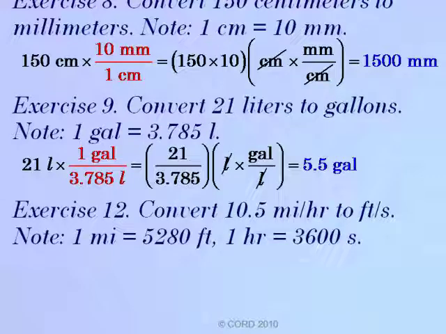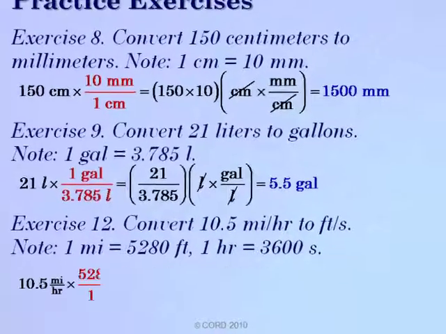Exercise 12 is a little bit more challenging. It asks you to convert 10.5 miles per hour to feet per second. This time we'll have to use 2 unit ratios to get there. But we'll use the relationship of 1 mile is equal to 5,280 feet, and 1 hour is equal to 3,600 seconds. Watch how this works.